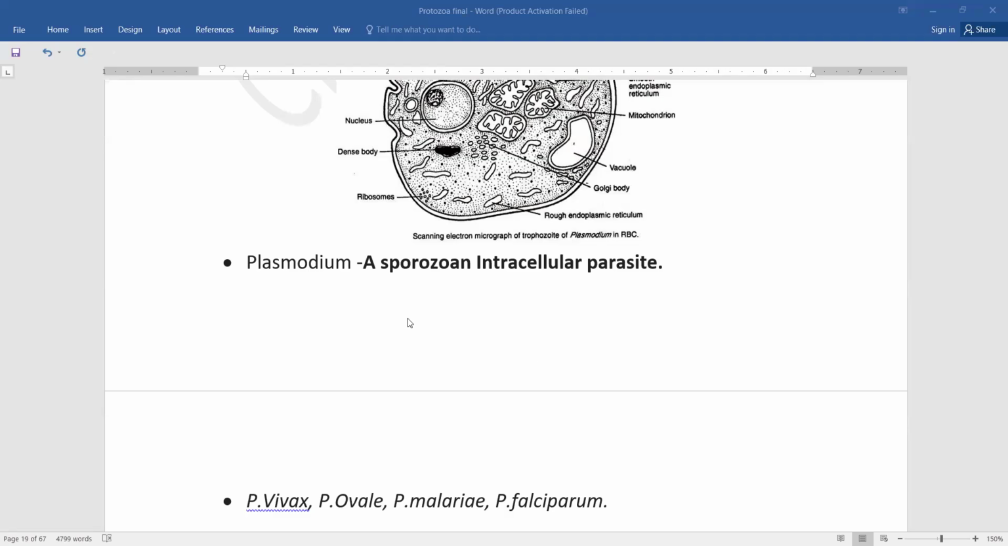So here Plasmodium. What is Plasmodium? It belongs to subphylum Sporozoa. It is an intracellular parasite. What does it mean? It lives within the cell. అంటే కణం సెల్ లోపల parasite గా అది నివసిస్తుంది.